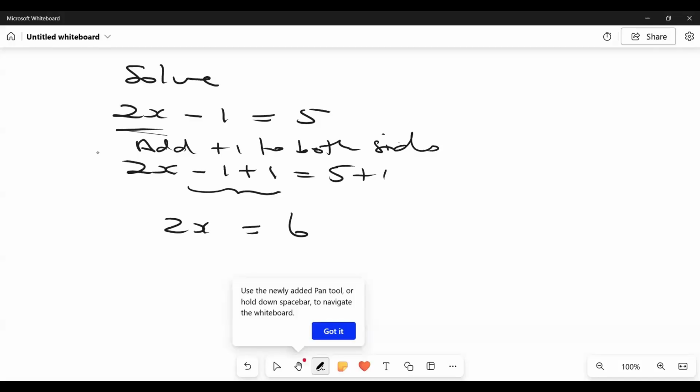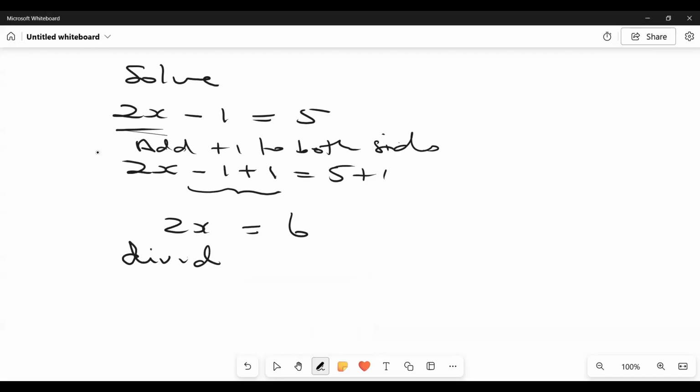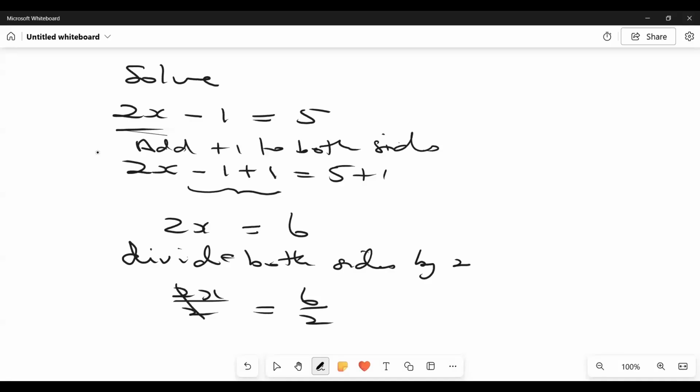And then your next step, divide both sides by 2, right? You got 2x over 2 equal 6 over 2. So these two are going to cancel out. And you're left with x equal to 3.